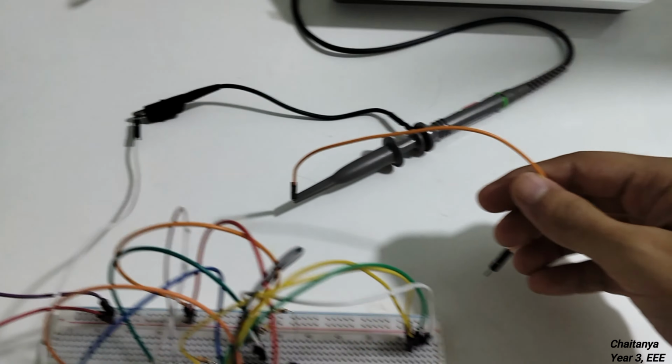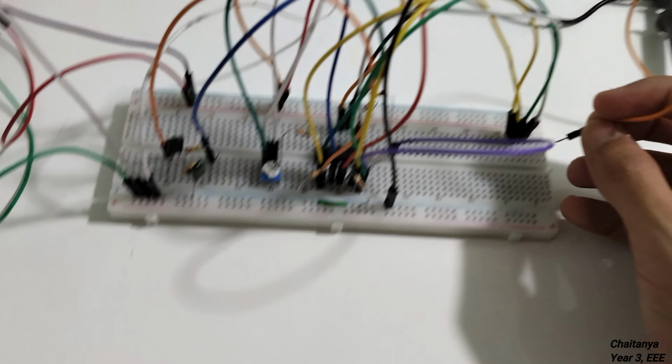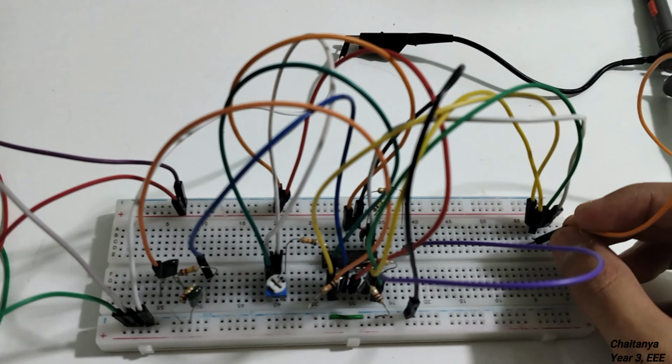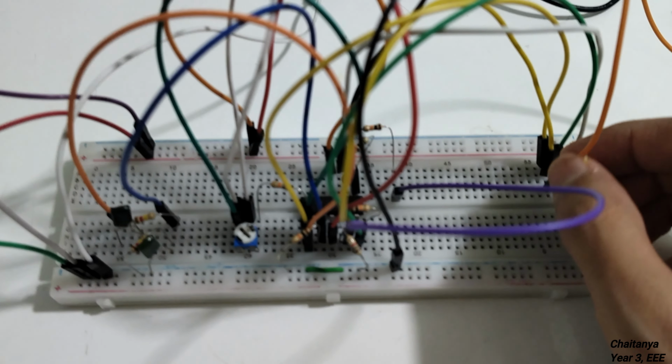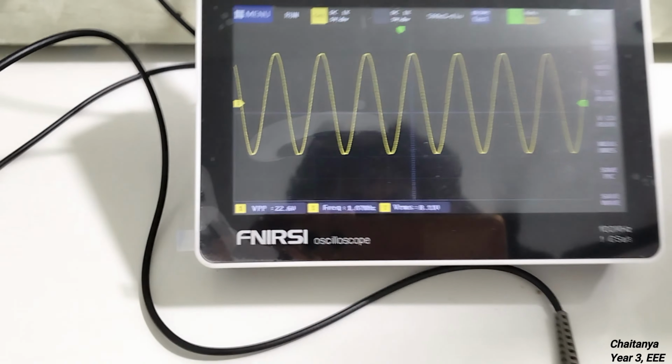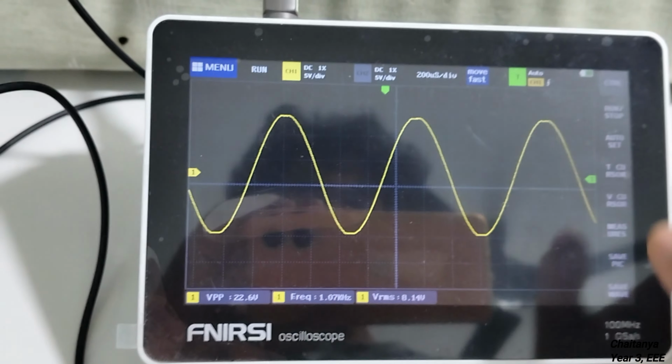And this is my oscilloscope probe. The ground is already connected to the common ground. We'll just connect it to the first sine wave here. So I'm just going to connect it over here to the sine wave. You can see it's very low distortion. It's almost a perfect sine.